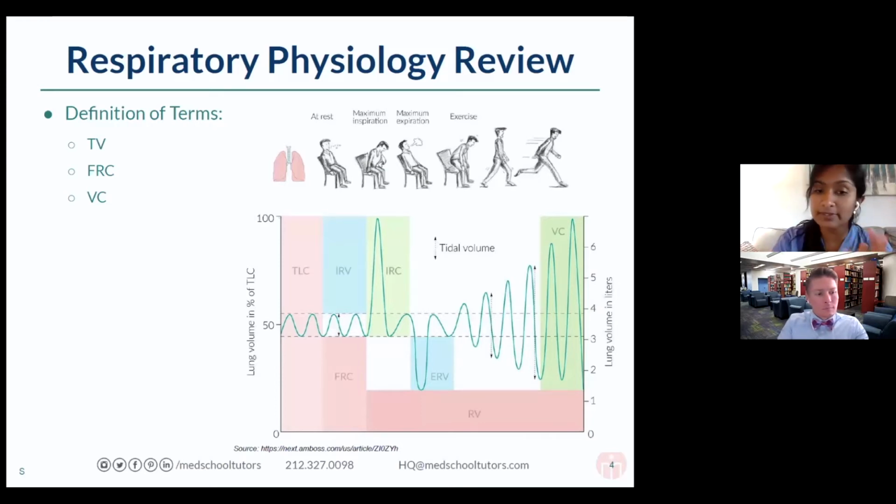And if you already know what they are referring to, what the definitions of them are, please feel free to throw them into the chat. But the first is this TV, and I'll give you that one right off the bat. So that we're looking at tidal volume.